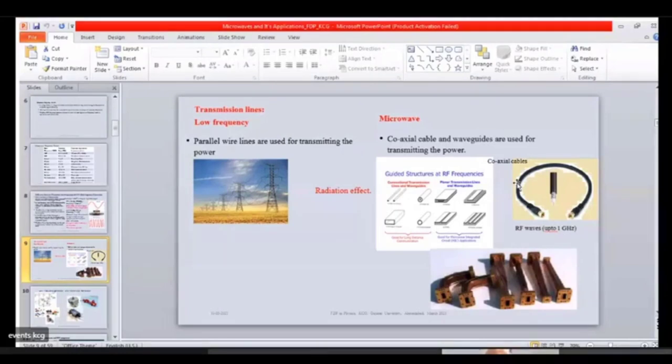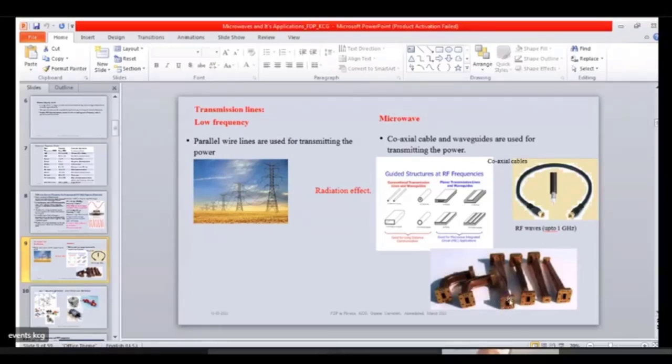And what are the means? We go for the waveguide structures. They are the guiding structures, right? And how they look, here a picture is shown. It's a waveguide, right? And sometimes it is required to change the direction of the propagation of the wave. Then this type of bends are also used.